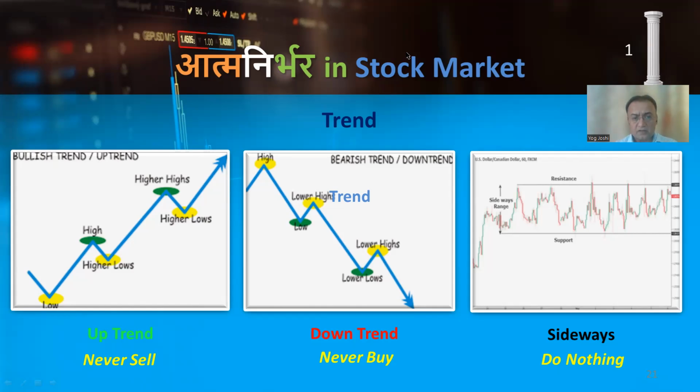So there are three types of trends. This is an uptrend, this is a downtrend, you can say a falling chart, and this is sideways.